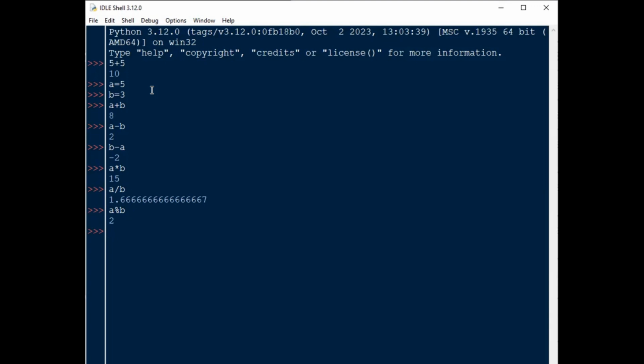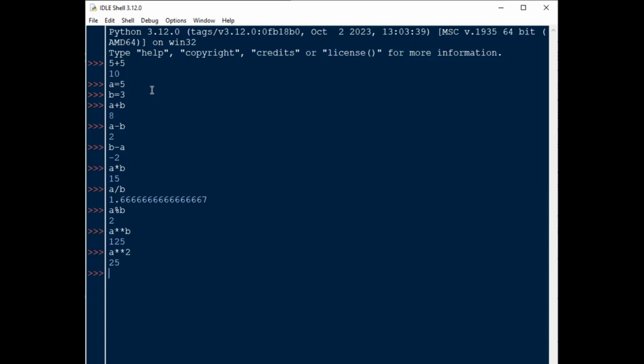Then we have the exponent operator, which is double star. When you do this, you get 5 raised to 3. So this will be 125. If you want to do squaring of a number, like a star star 2, this will square the 5. So it will give you 25. So 5 square.